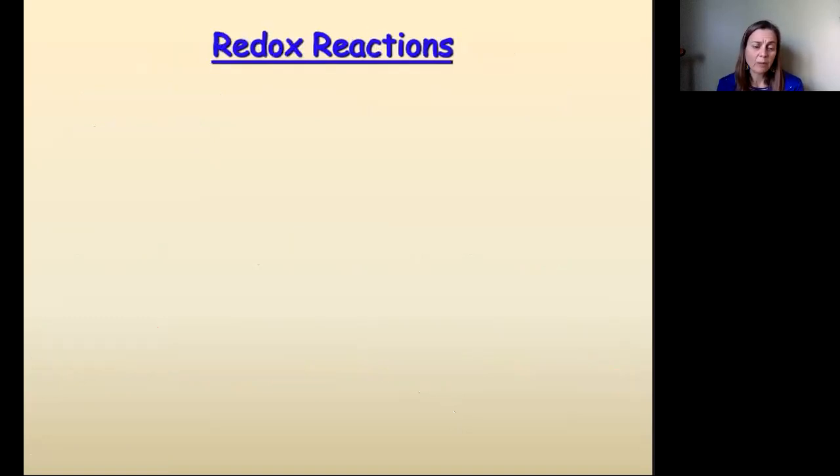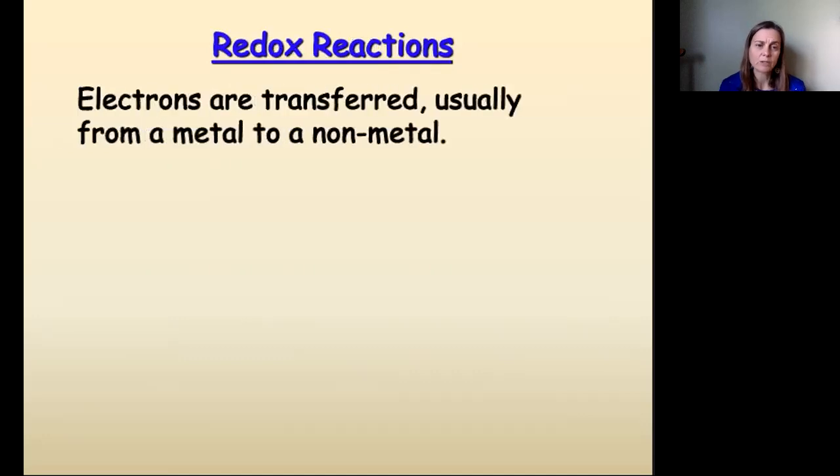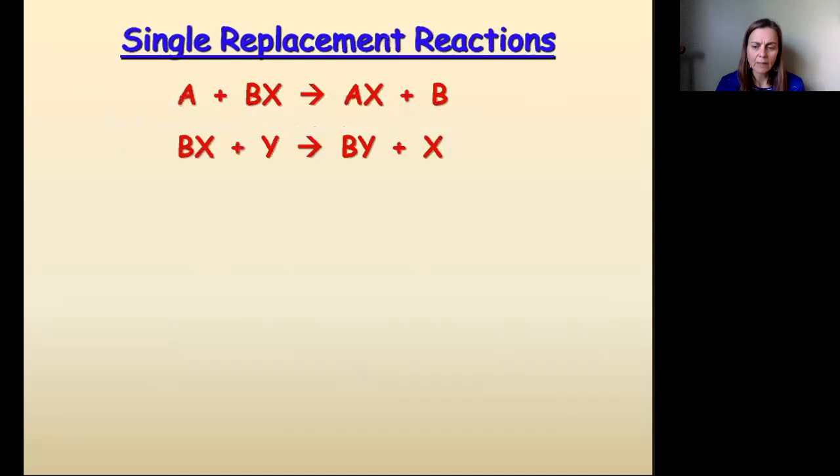Okay, so moving away from double replacement reactions. We had two kinds of double replacement reactions: precipitation and neutralization. Most of our other reactions are what we call redox reactions, or reduction-oxidation reactions. In reduction-oxidation reactions, electrons are transferred, usually from a metal to a non-metal, but sometimes they might be transferred from one metal to another. So the rest of the reactions we're going to talk about all fall under this category of redox reactions.